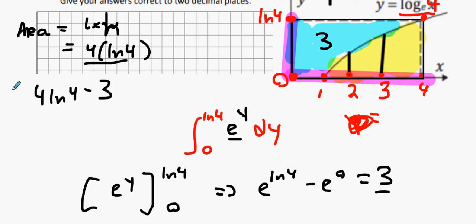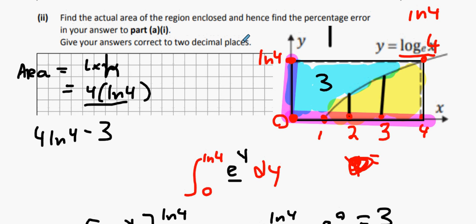wait. Oh, no. I almost made a little error there, right? It wants the percentage error to 2 decimal places, not the actual area to 2 decimal places. So I'm going to do 4 ln 4 take away 3 in my calculator, and I'm going to put in as many decimals as I can bear. The yellow area is 2.5177. Okay, that's enough decimal points that I should get an accurate area.